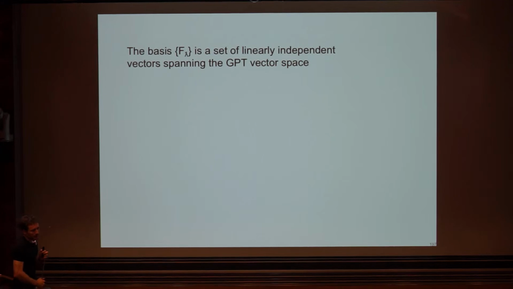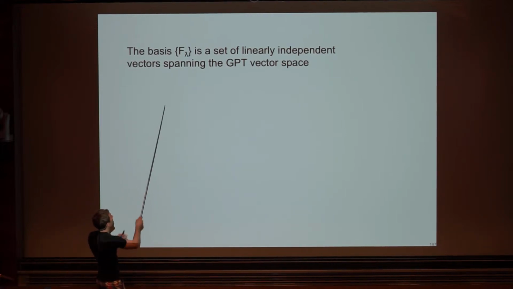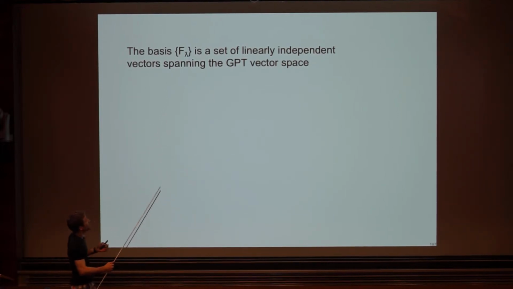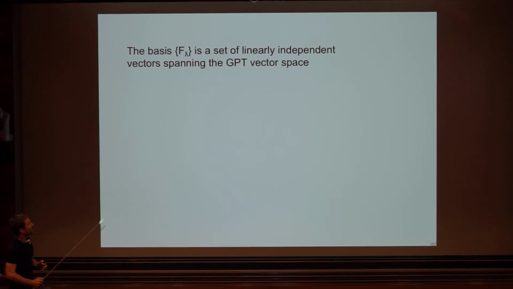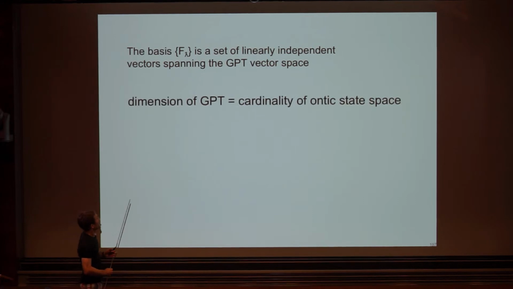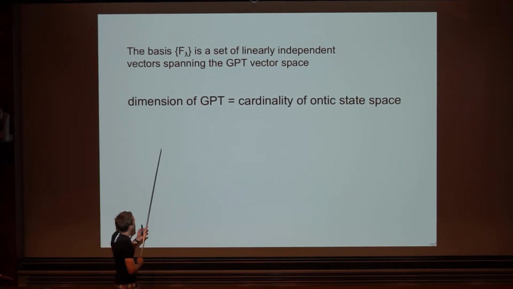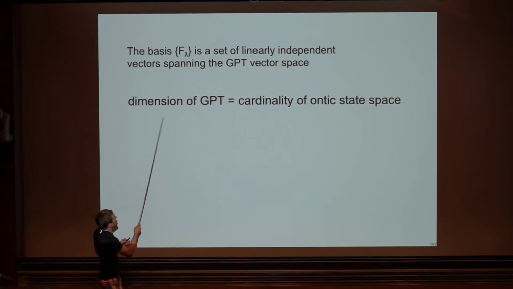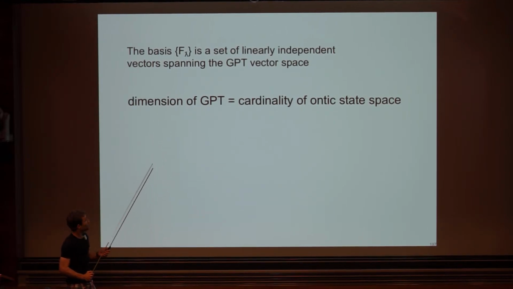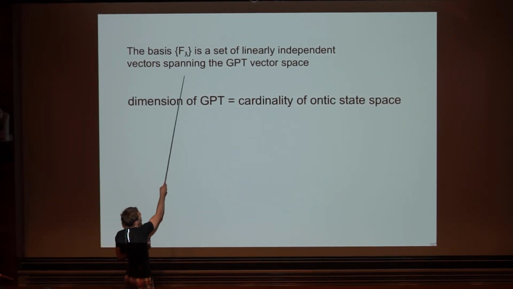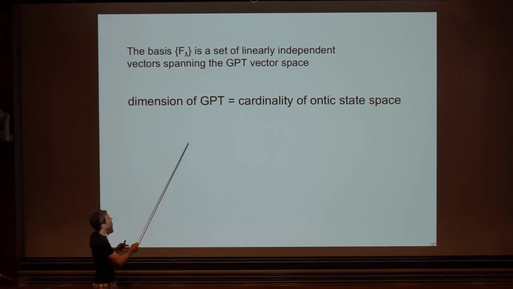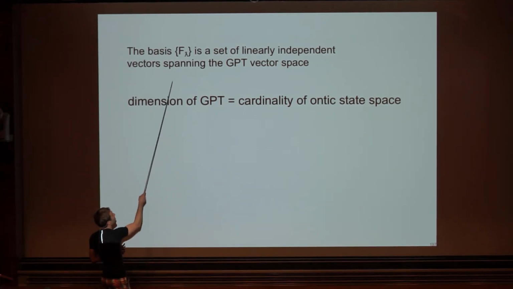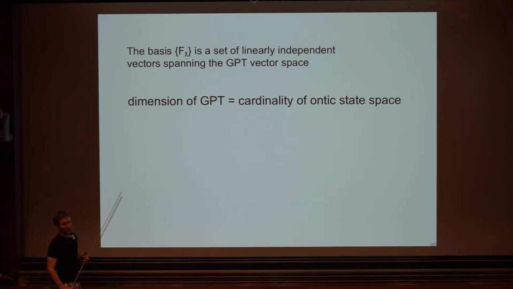Okay, but I want to now move on from these examples, and I want to point out some more useful properties. So remember, this set of frame operators forms a basis. So it spans the GPT vector space, and it furthermore has to be a minimal set. So they all have to be linearly independent. So it follows then that the number of elements in the set is exactly the dimension of the GPT. And this set is indexed by the ontic states, right? So the number of ontic states has to be the same as the number of elements in the frame, which has to be exactly the dimension of the GPT.